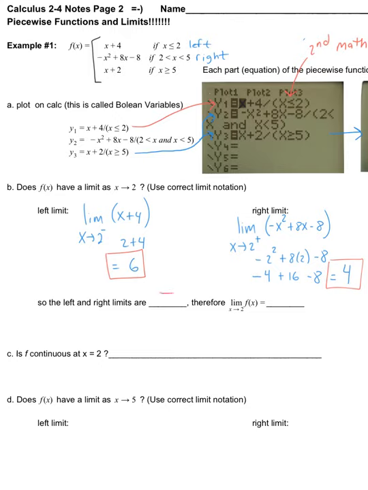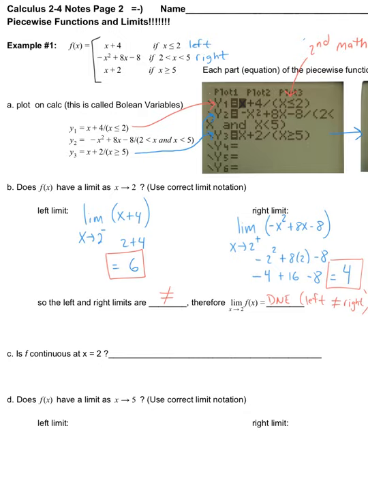So they are not equal. Therefore, the limit as x approaches plain old 2 does not exist, because the left limit 6 is not equal to the right. All right? So that's how we do that problem if we're approaching 2.